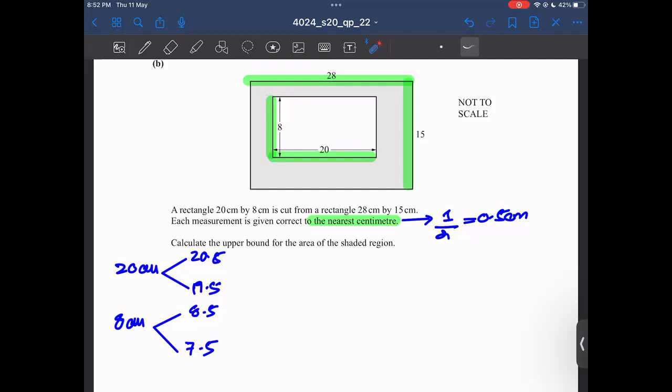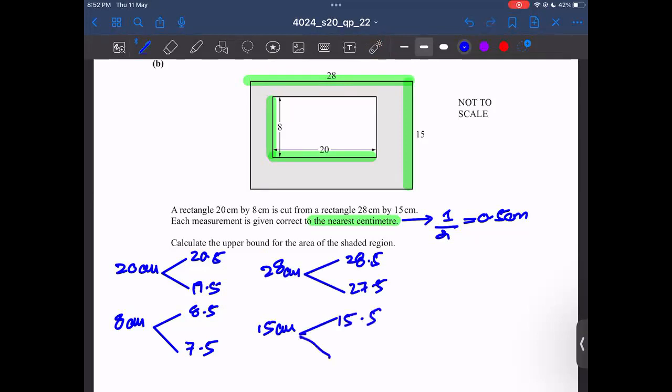Next thing is we have the lengths 28 and 15. So I'm just going to find the upper bound and lower bound of 28 and 15. I'm going to add 0.5 to 28, I got 28.5 as the upper bound. Subtracting 0.5 from 28, I get 27.5 as the lower bound. I'm going to add 0.5 to 15, I get 15.5 upper bound. I subtract 0.5 from 15, I get lower bound 14.5.